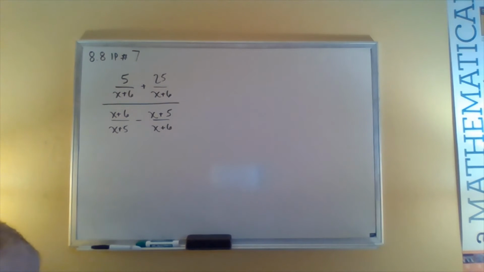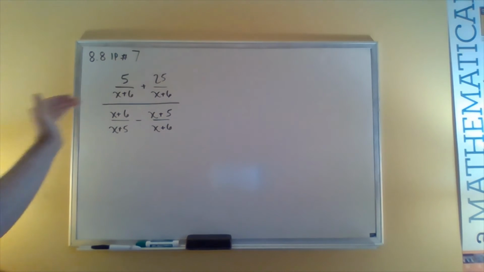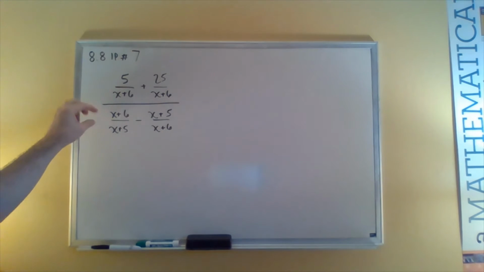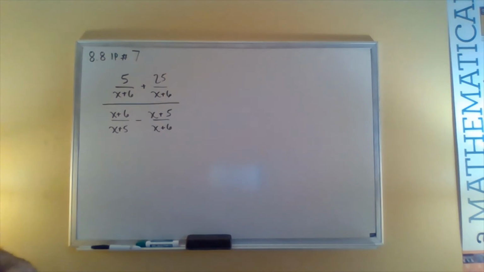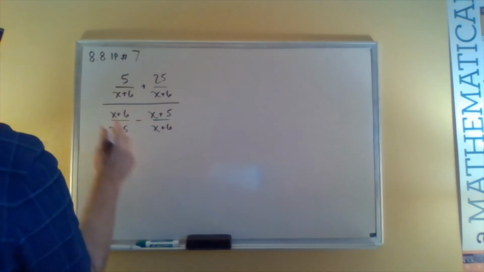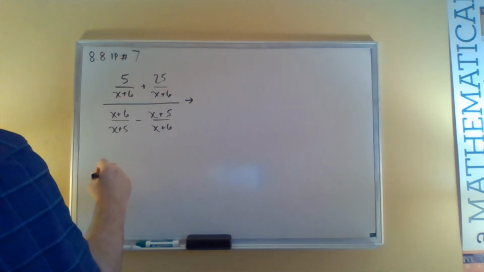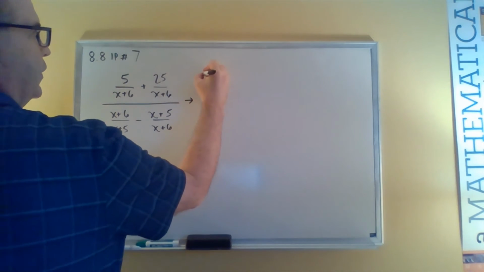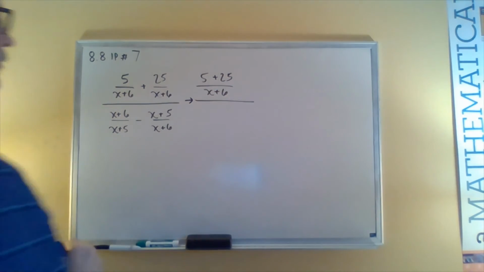Number 7, I have this complex fraction here. I have 5 over x plus 6 plus 25 over x plus 6, all that over x plus 6 over x plus 5 minus x plus 5 over x plus 6. So I have two fractions in the numerator, two fractions in the denominator, and I need to combine those so I have one fraction in the numerator, one fraction in the denominator. So I have to start looking for common denominators inside each of these. Luckily, in my numerator, I already have a common denominator present, x plus 6. So I will combine these two. I'll get 5 plus 25 all over x plus 6. That was easy. That was there for us.